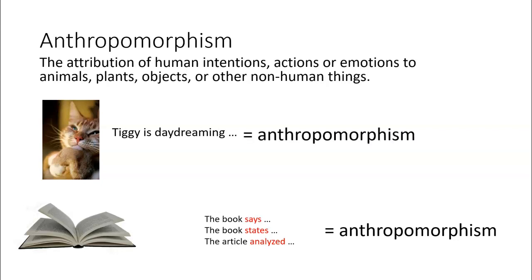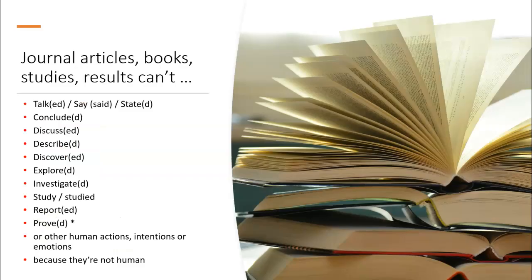And as I mentioned, this is not something that is used in APA citation style. Here is an example of a list of verbs that would be considered anthropomorphism. If you applied any of these, journal articles describe, or books investigated, or results explored, that would be an example of anthropomorphism, because none of the articles, books, studies, or results can do any of these human things because they're not human.